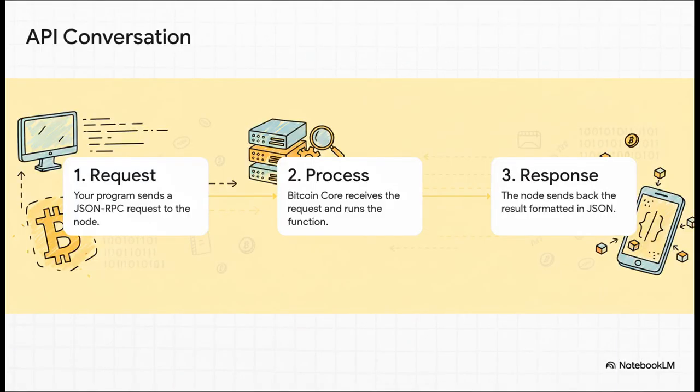The whole interaction is just a simple three-step conversation. Our program wraps up a command into a little JSON message and sends it off. Bitcoin Core gets it, runs the command, and then sends a JSON message right back with the result. Request, process, response. That's it. Every single programmatic interaction boils down to this simple little loop.